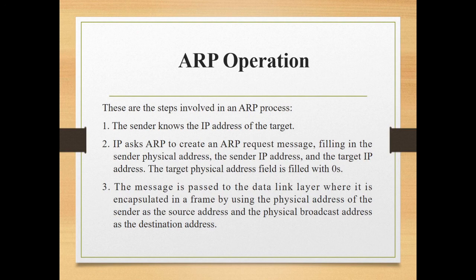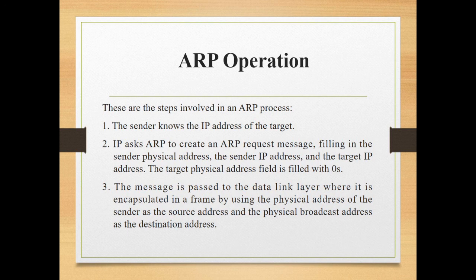ARP operation. What we have said now, we will be putting it in steps and explaining. In ARP operation, the sender knows the IP address of the target and not the physical address. IP asks ARP to create an ARP request message, filling in the sender physical address, the sender IP address, and the target IP address. The target physical address field is filled with zeros.